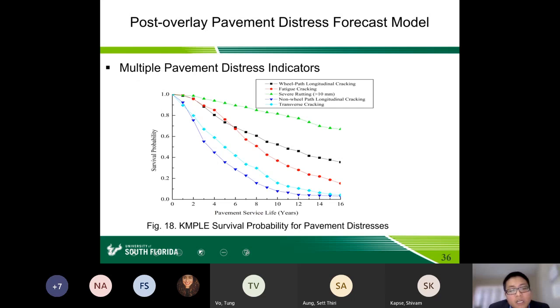Figure 18 illustrates the different types of the pavement distress initiation time. As we can see, non-wheel path longitudinal cracking will first appear, and then transverse crack, and then vertical cracking, and wheel path longitudinal cracking and severe rutting. But for a specific pavement section, the different types of the pavement distresses may occur in different orders.